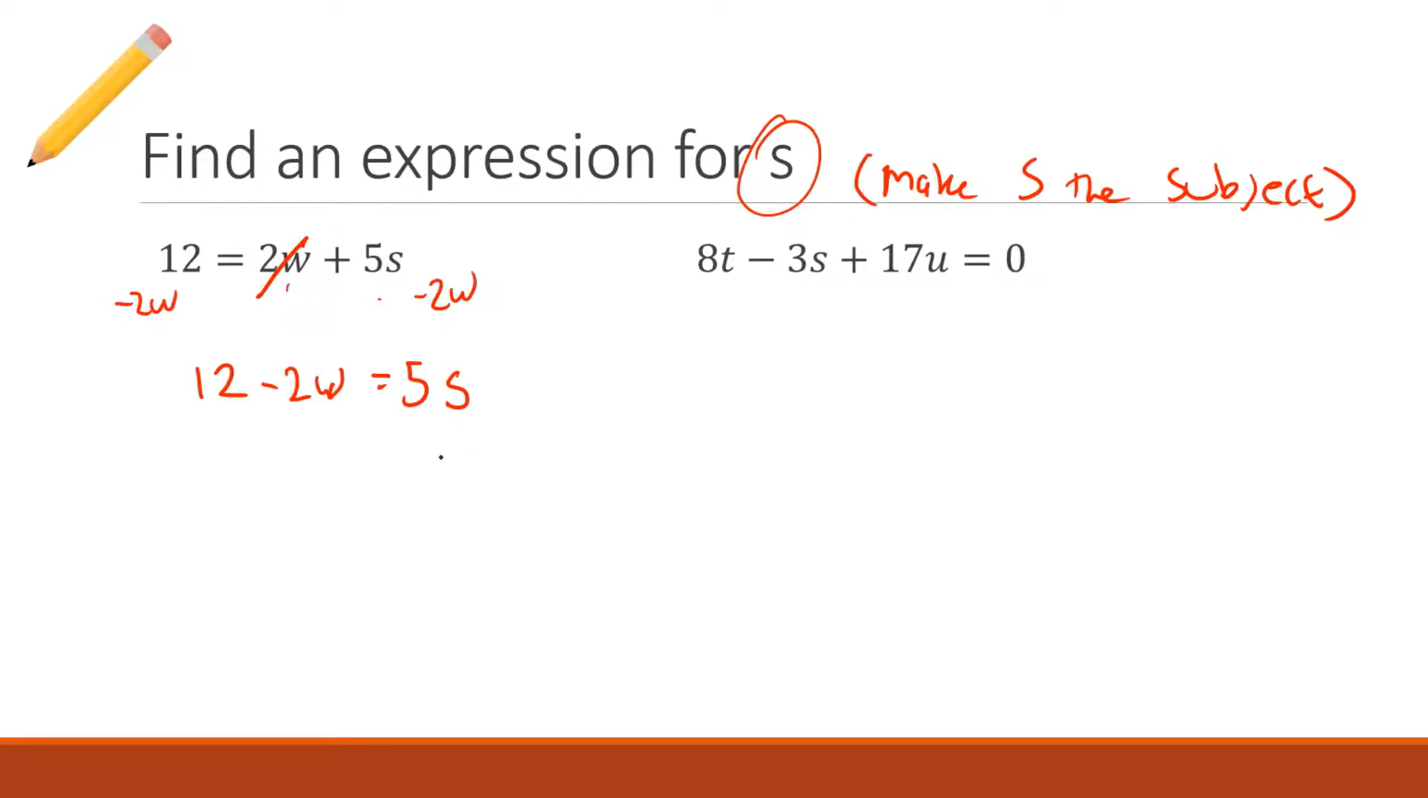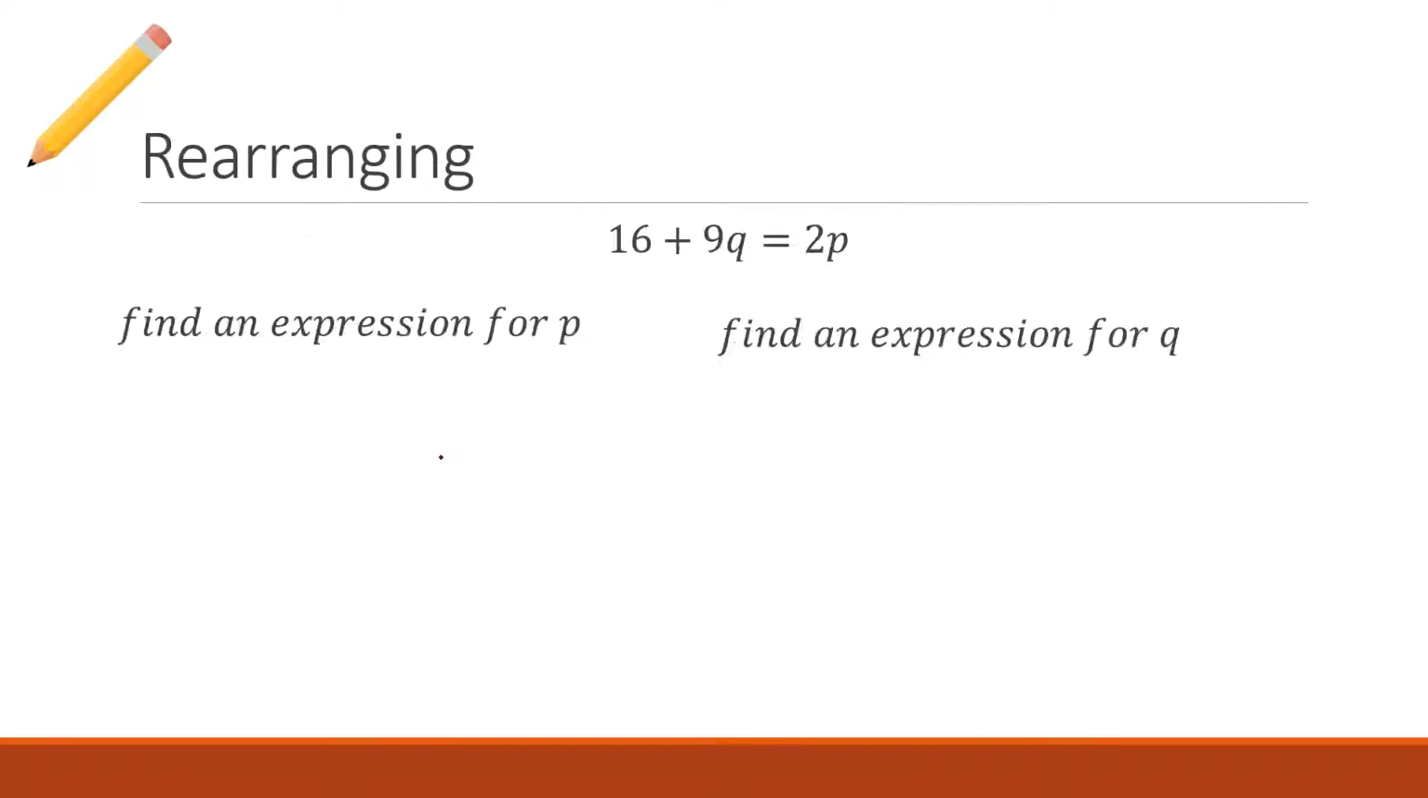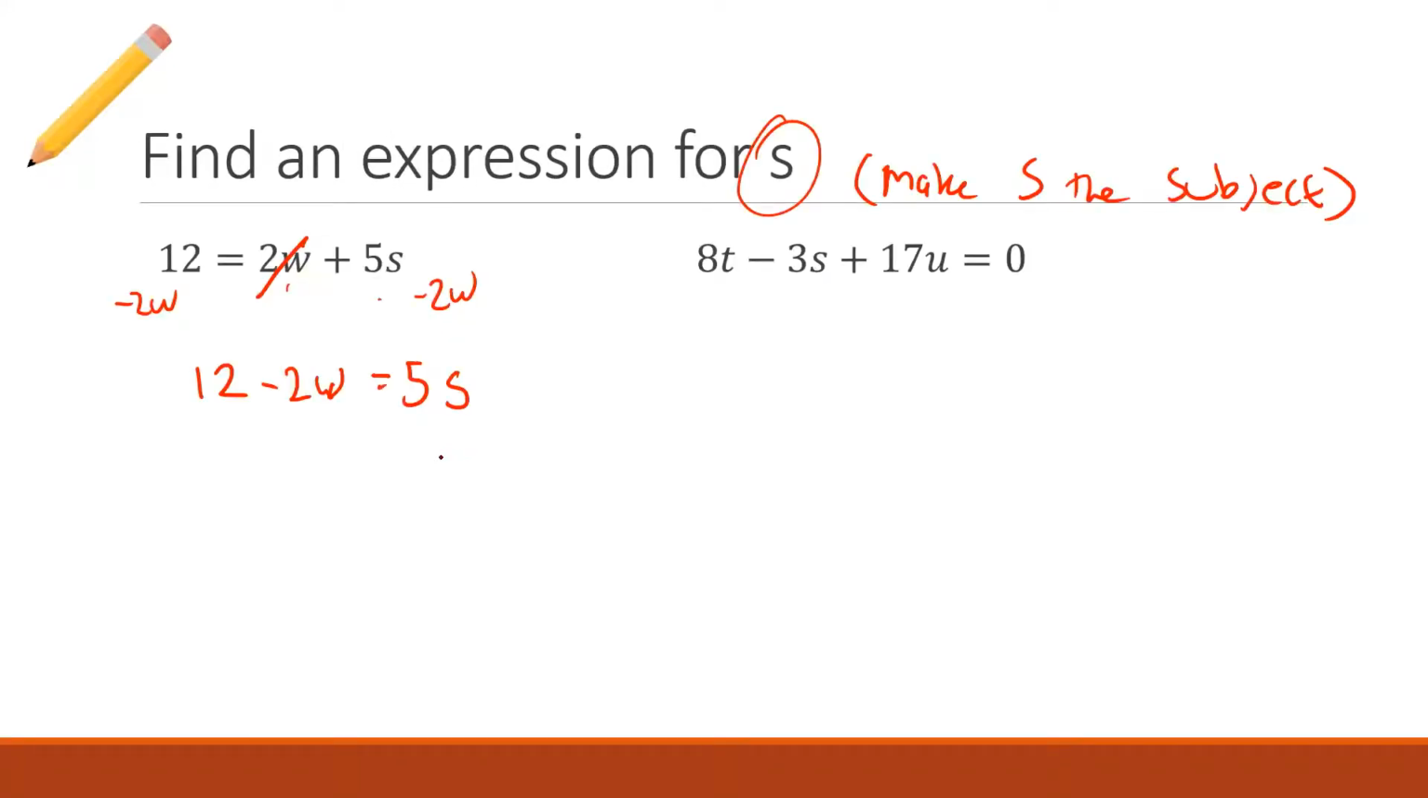And can someone tell me what's the last step? What do I do now? Either out loud or in chat. Doesn't matter. Divide by 5. Beautiful. Thank you very much. Divide by 5 because that'll get rid of this. That's going to give us, again, I can't divide 5 into 12 take away 2w because I don't know what 12 take away 2w is. There could be 10. It could be 5. It could be negative 10. So we'll just write 12 take away 2w divided by 5 equals S. And we're done.